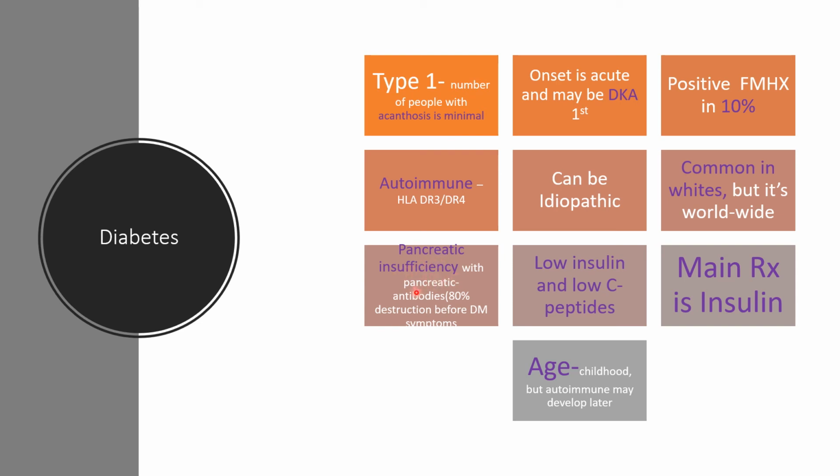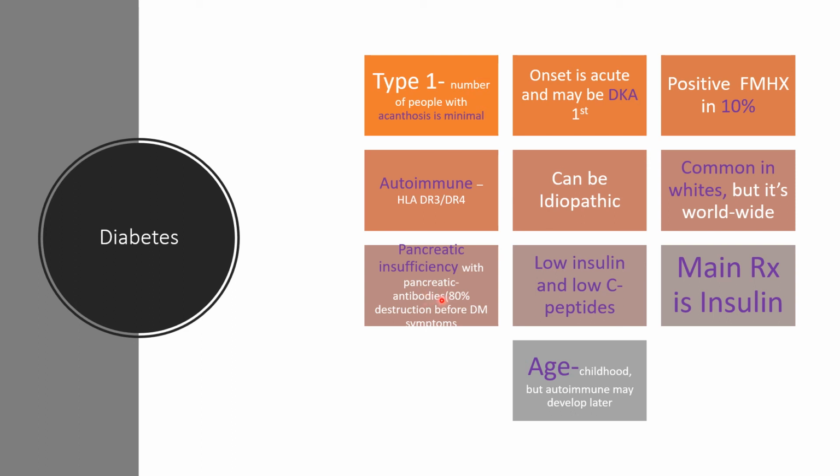And with pancreatic antibodies, in about 80% of cases, the pancreas would have been destroyed before we will be seeing the signs and symptoms of diabetes in this patient. Let me repeat. Here, the problem is majorly within the pancreas. The pancreas is failing. Islet cells of Langerhans are not working well. Okay? We can pick antibodies, pancreatic antibodies in these patients.